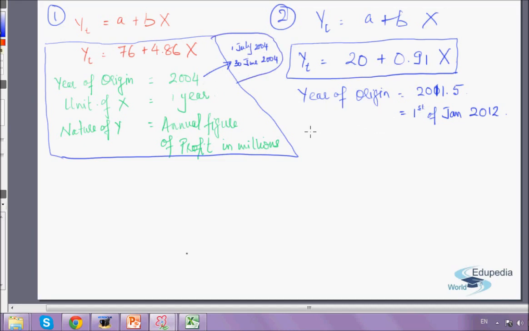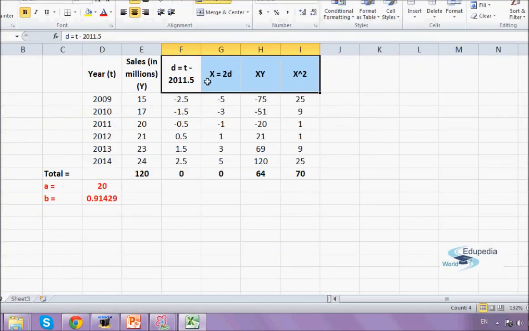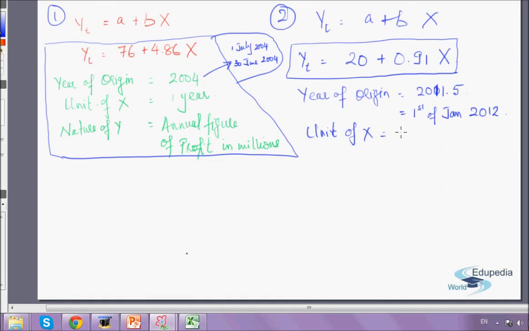Now coming to the unit of X, let's see what's the unit of X. If we look at X here, X is changing by 2 units. If we move from 2012 to 2013, we see that the value of X has changed from 1 to 3. So X is changing by 2 units in 1 year. Therefore the unit of X would be half a year, because in 1 year it's changing twice, so it's half a year it would change once. So unit of X would be half year.